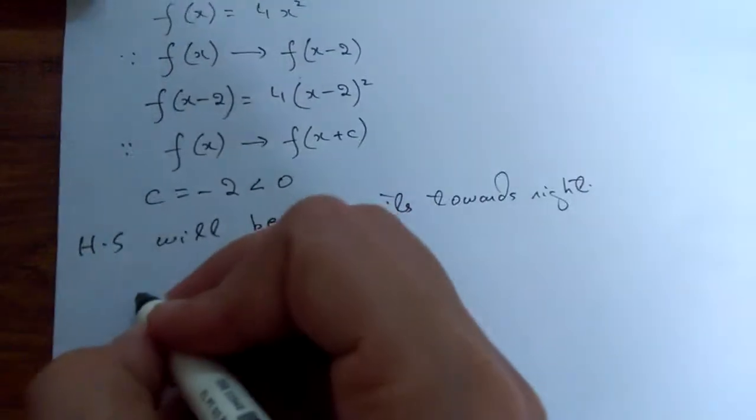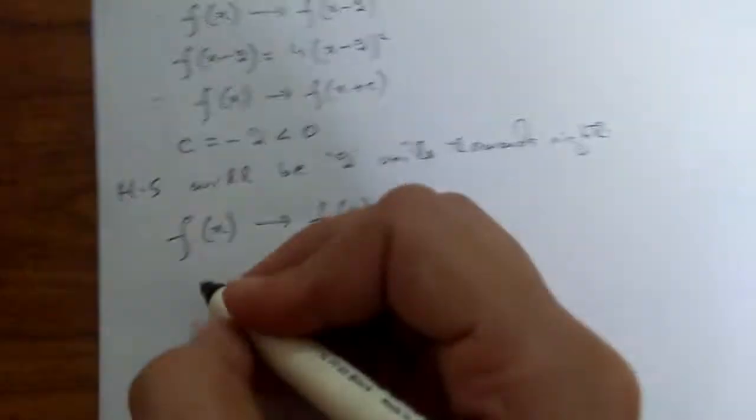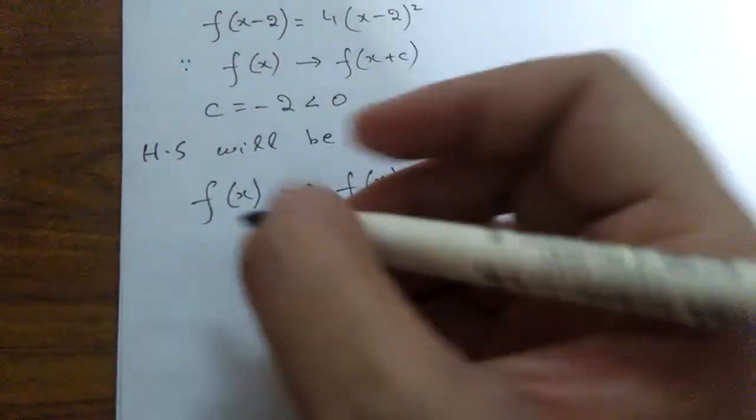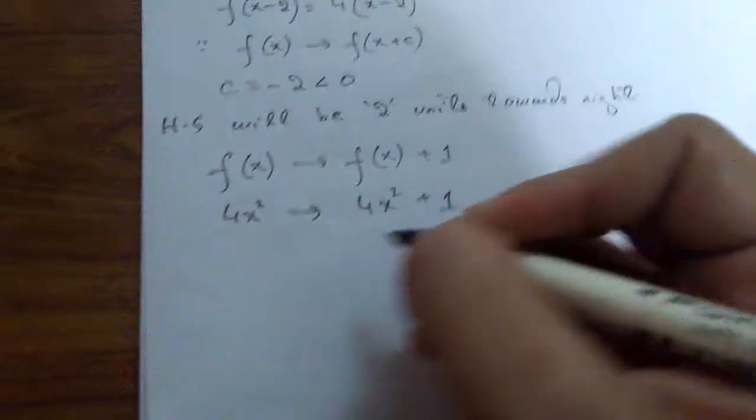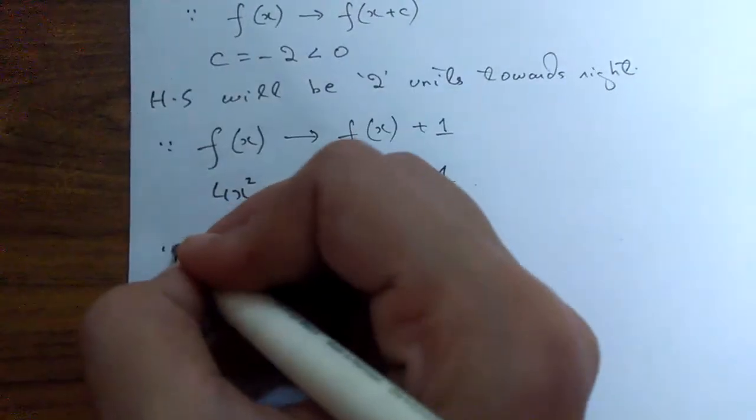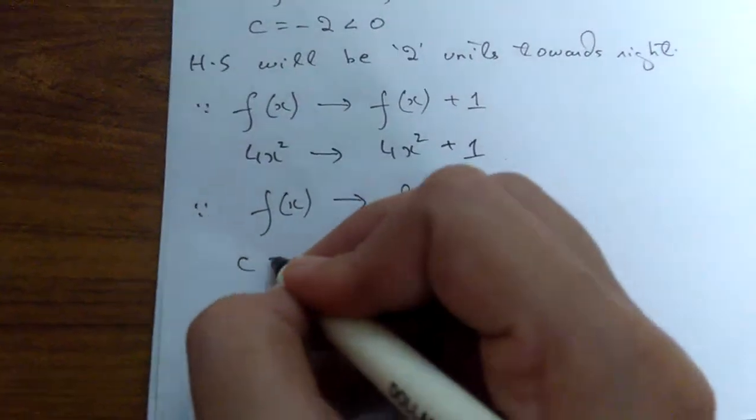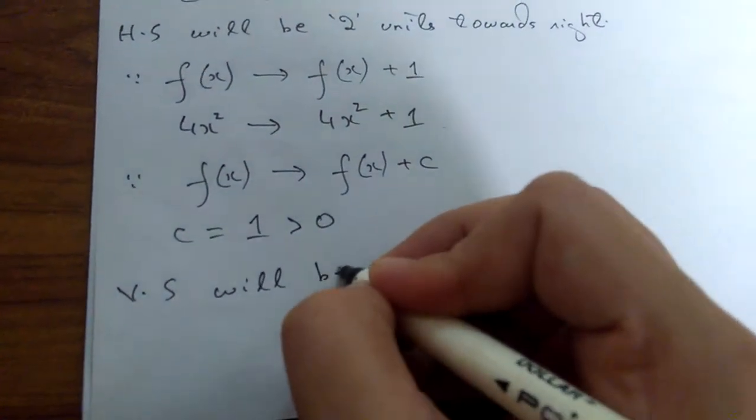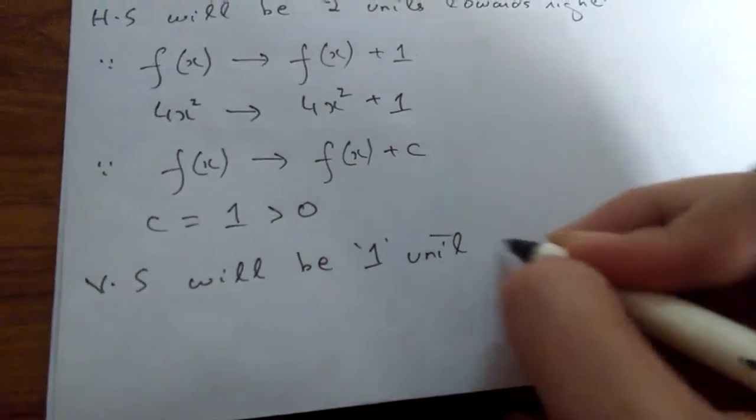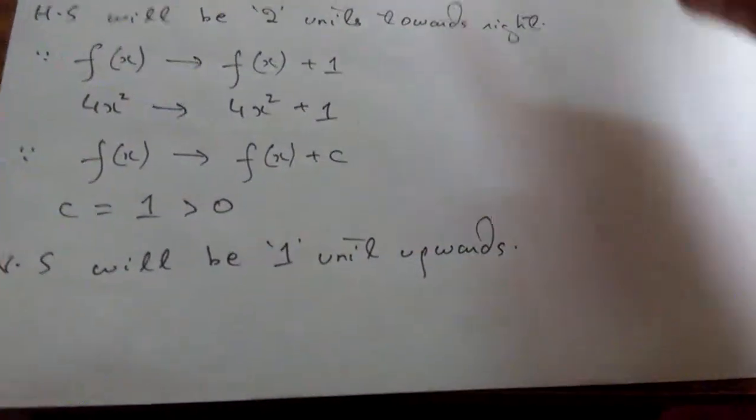Okay, now in the same way you are going to add 1 to this f of x, transforming it by adding 1. So you can see here that your 4x squared has been transformed into 4x squared plus 1. Once you compare this form with your general vertical shift definition, you can see that your c is 1 here, which is greater than 0. So your vertical shift will be 1 unit upwards. This is something we have discussed already in the previous video. So this is how you're going to perform the shift.